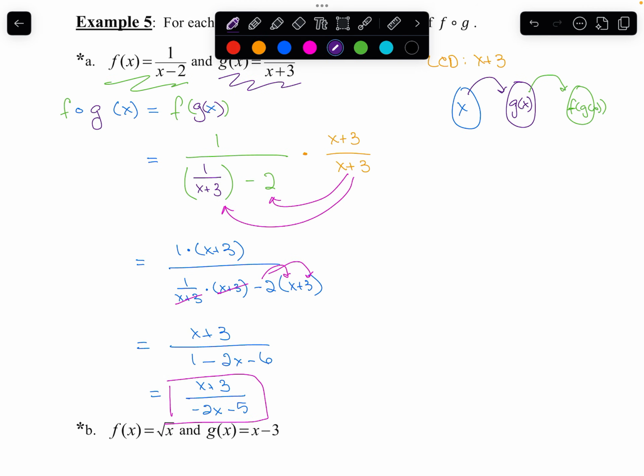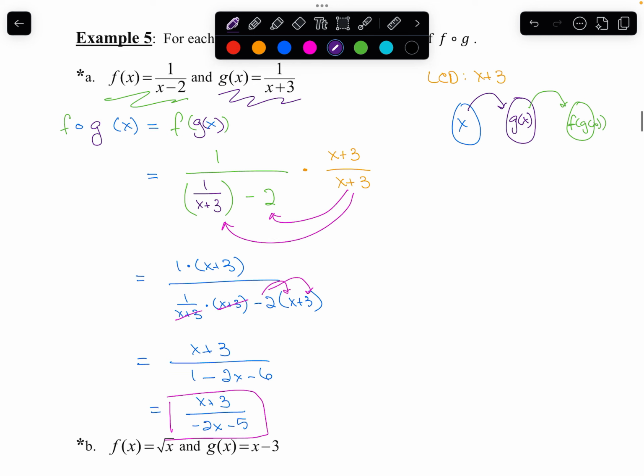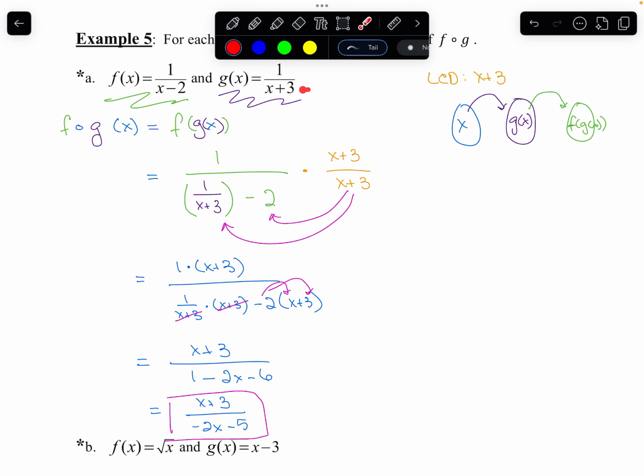So g of x is 1 over x plus 3. So the denominator, if it equals 0, is undefined. So that means for g of x, we have to say x plus 3 cannot be equal to 0. So that means x cannot be equal to negative 3. So that means that we're kicking out that value. Then we have to have and. So this is an intersection of two sets.